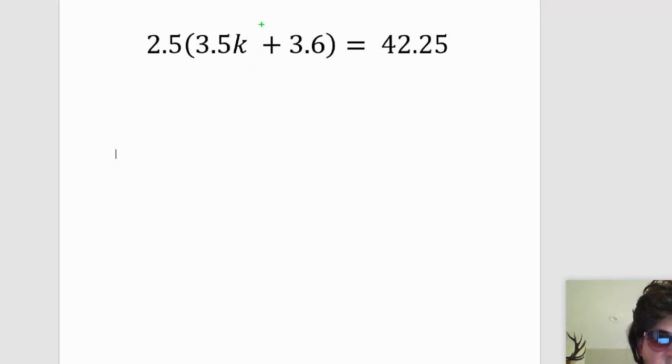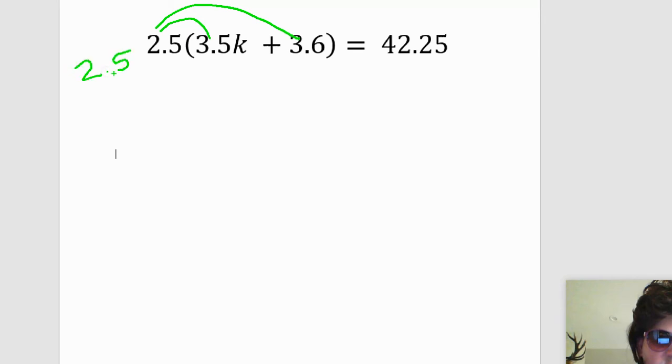Now, we got decimals. Remember when you're multiplying with decimals, you don't line up the decimals to multiply. You just multiply and then you move the decimal over at the end, okay? A lot of kids forget that. A lot of adults forget it too. So what we're going to need to do is 2.5 times 3.5k, and then we're going to need to do 2.5 times 3.6. So 2.5 times 3.5, I'm not going to fully solve this.